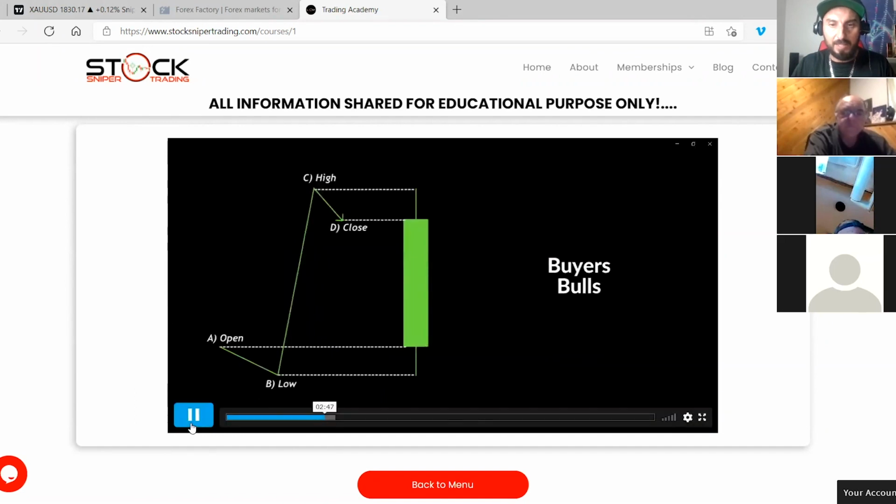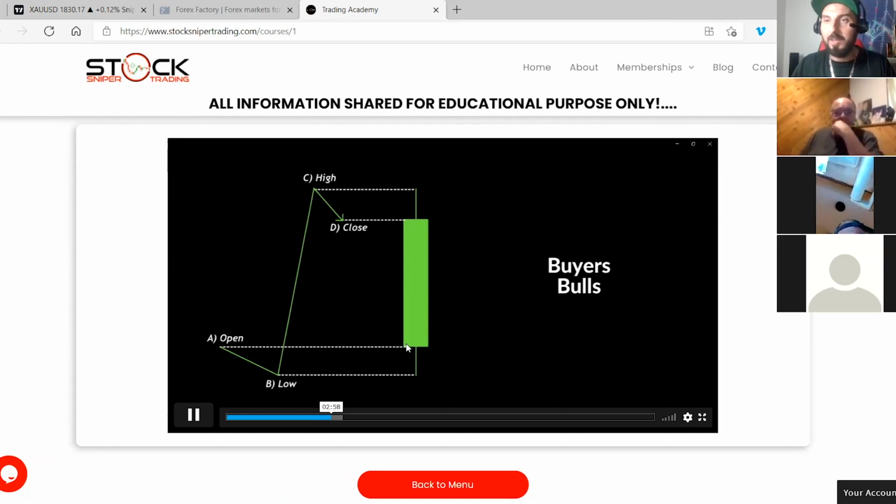And then here's another example. Okay, so this is a green candle. Here's the real body. This is a bullish candle, it's buyers. And then we have an upper wick and a lower wick. Okay, so we've got buyers, which are called the bulls. And you see A here. So if we follow these dots to A, this is where the candle opens.